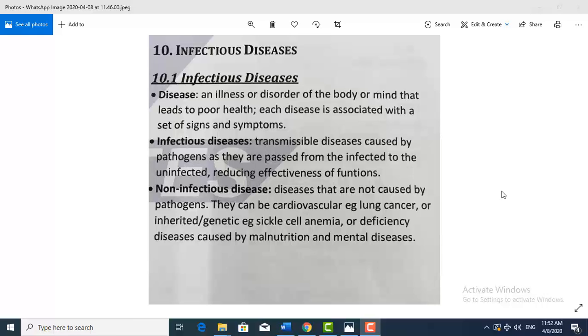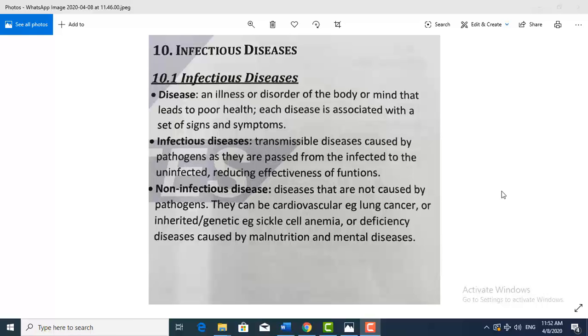Okay, when we're going to study infectious disease, what are the important things that you need to know? First of all, what is an infectious disease? Infectious disease is like corona these days. Anything that causes you illness by a microorganism, whether it's a virus, a bacteria, or a fungi, and gives you symptoms and signs.